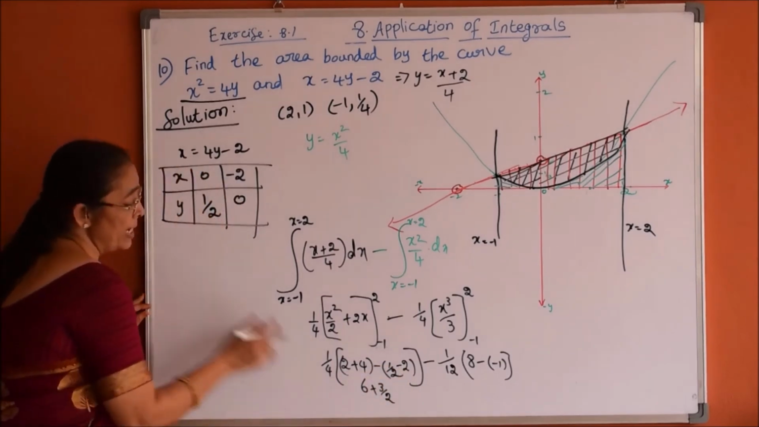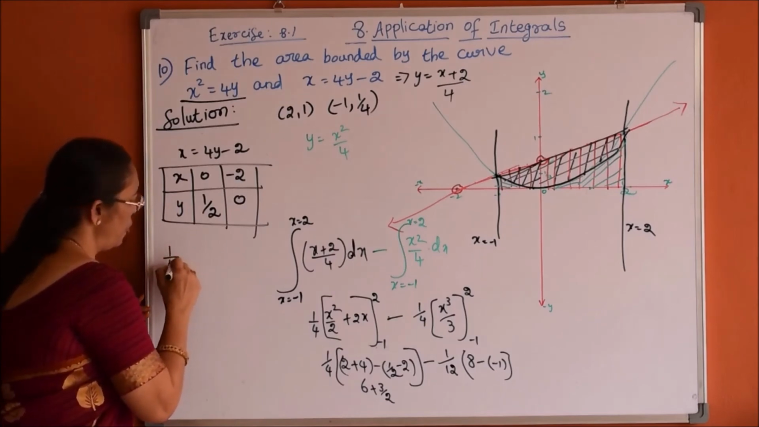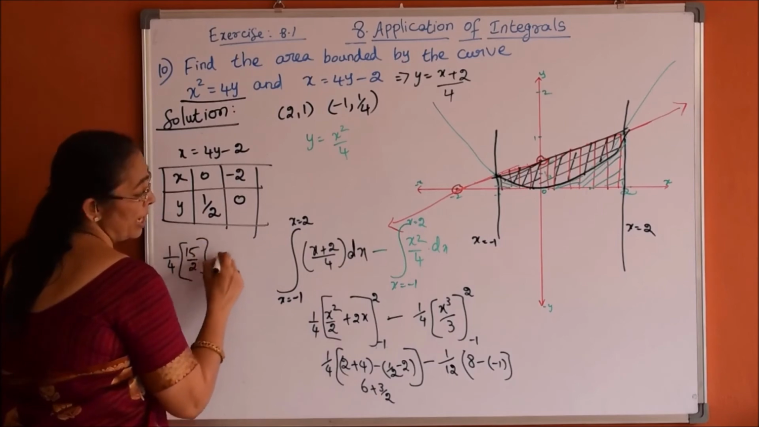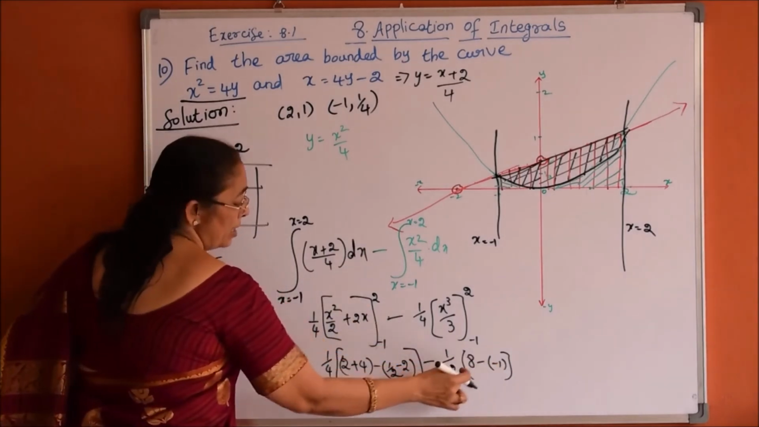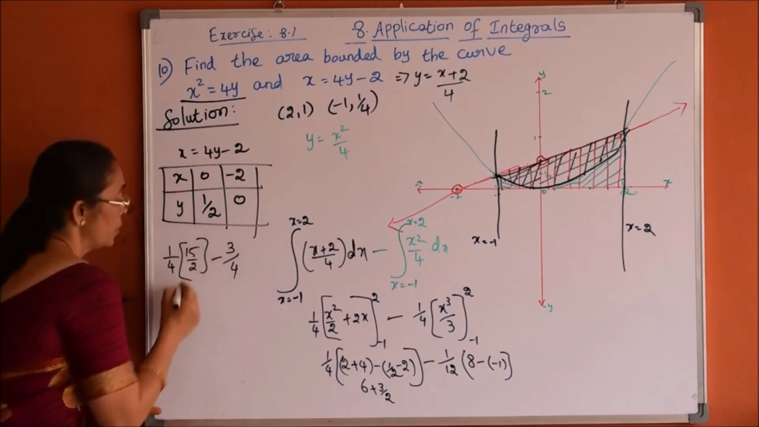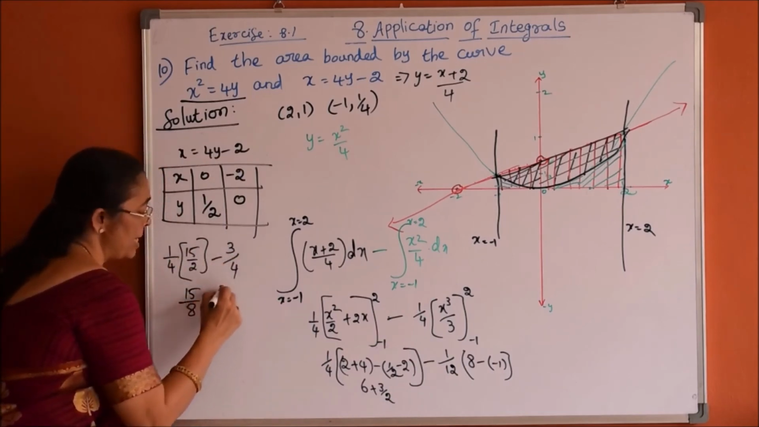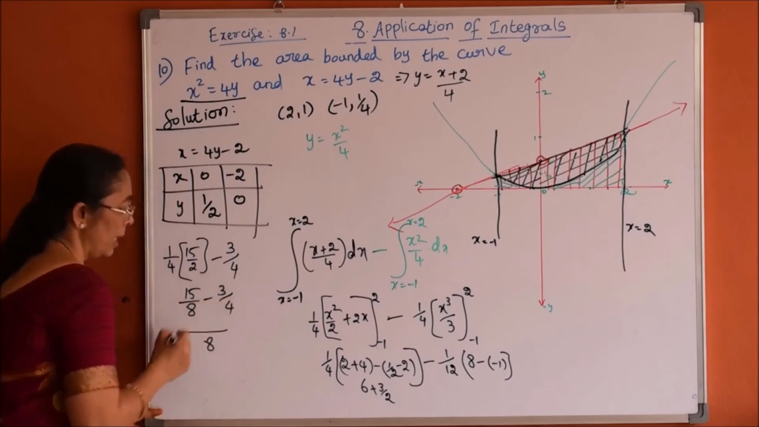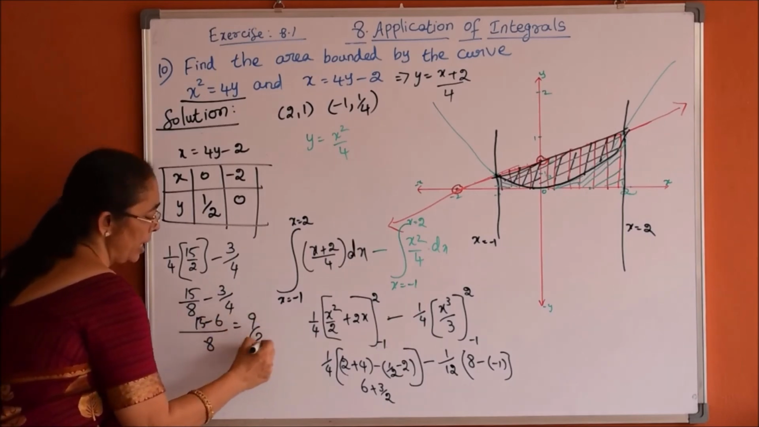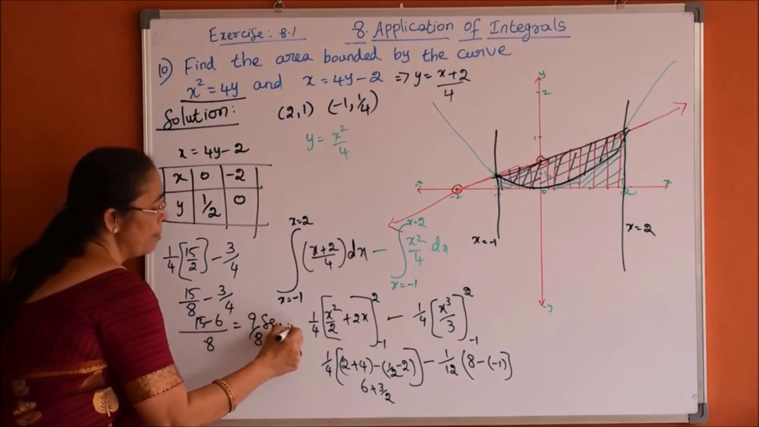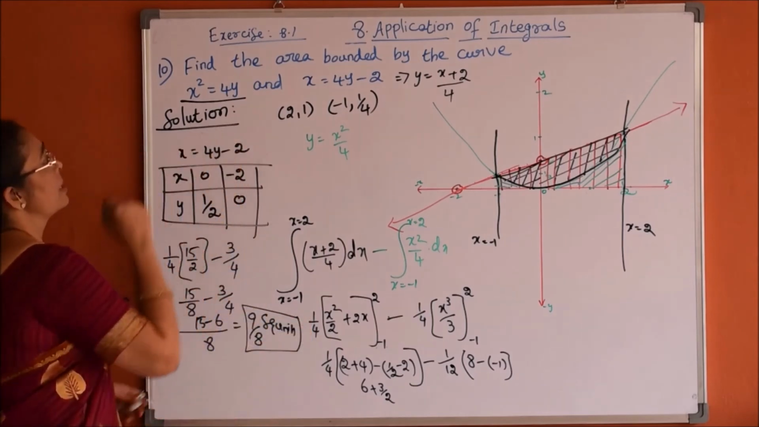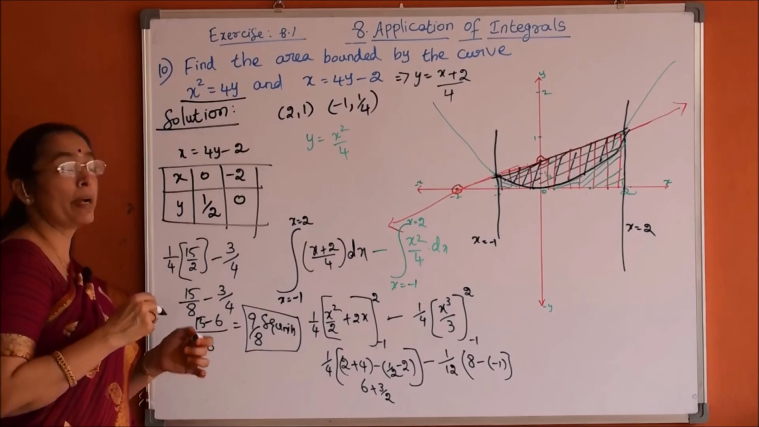So therefore this part is 1 by 4 into 15 by 2, minus this is 9, 9 by 12, and 9 by 12 is nothing but 3 by 4. So 15 by 8 minus 3 by 4, LCM is 8. So which is 15 minus 6, 9 by 8 square units. So 9 by 8 square units is the area covered between the curves x square is equal to 4y and x is equal to 4y minus 2.